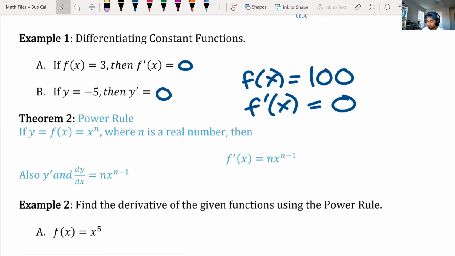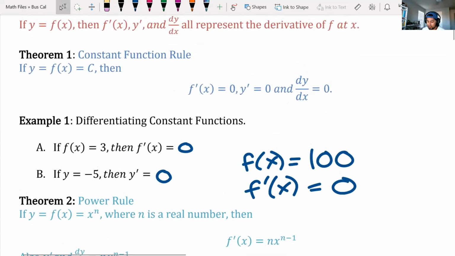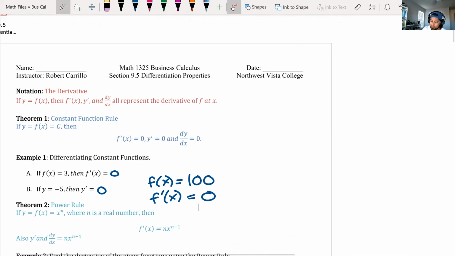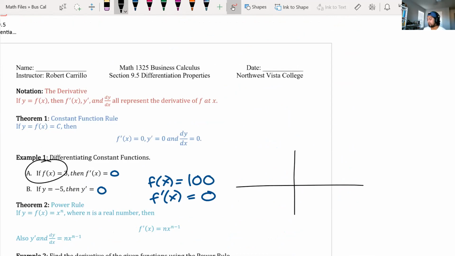Also, like I said, I like to draw a little picture of what you just found. So remember that derivative means slope, right? So let's go ahead and look at this function. f of x equals 3, which is the same as y equals 3, which is the graph of what type of line? Horizontal or vertical? Horizontal. So this is what y equals 3 would look like.